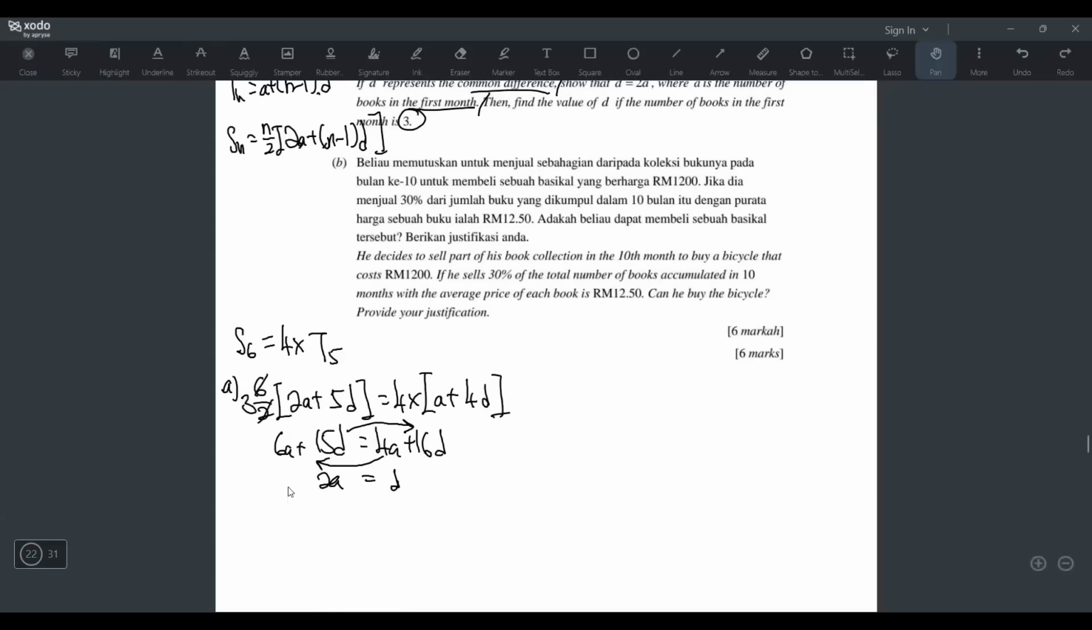Actually, if you want to move the D to the other side, you can also. But later your D will be negative, and then you have to change sign on both sides. But can also, it's the same thing. Okay, I already show that D is 2A, so I'll just write the word shown here.